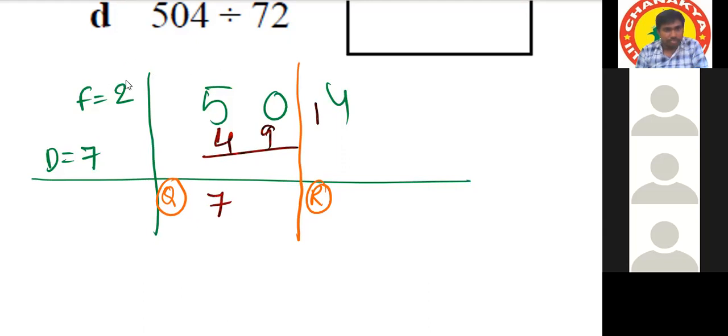Next, 7 twos of 14. Flag multiplication, right? Yes, sir. 7 twos are 14. 14 minus 14 is 0, sir. So the answer is 7. Here the question 504 is exactly divisible by 72. So 7 with the remainder 0. That's all. Very good.